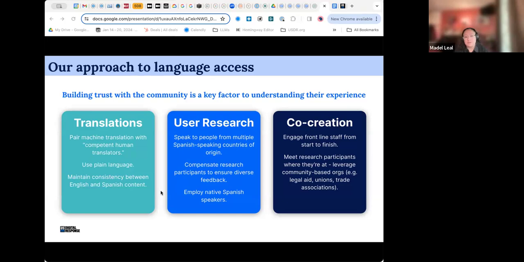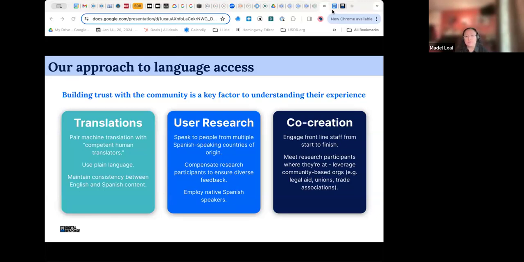We also believe in compensating research participants to ensure diverse feedback. We believe that we should be compensating and finding value in their expertise. And lastly, we found that employing native Spanish speakers, or even just having a Spanish speaker in the user research process, really helped break those language barriers in a meaningful way. It was intentional in our process to develop rapport with participants and also call center agents, and it just informed the process in a more meaningful way.